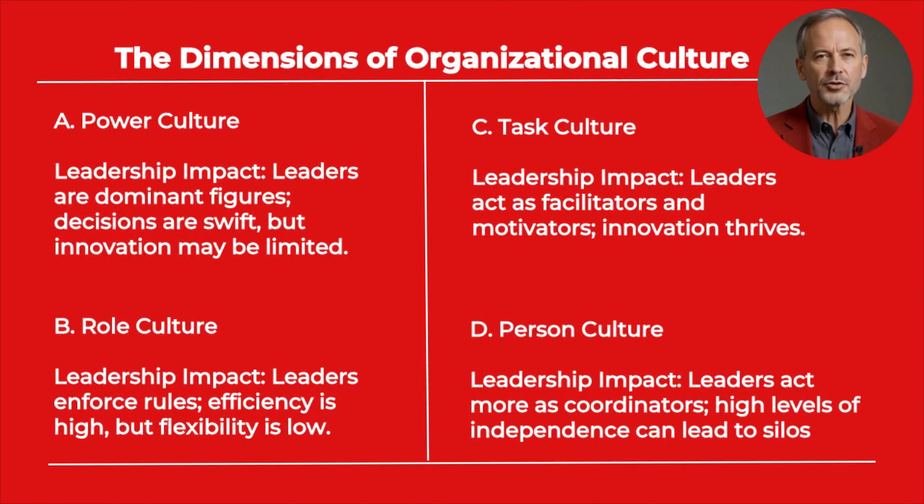The dimensions of organizational culture. Several models describe organizational culture, but one popular framework is Charles Handy's typology, which outlines 4 major types. A. Power culture. Centralized decision-making. Control radiates from a few individuals, common in startups and family businesses. Leadership impact: leaders are dominant figures, decisions are swift, but innovation may be limited.